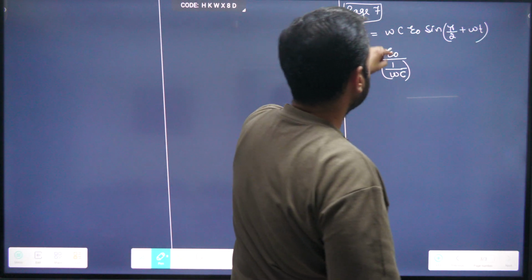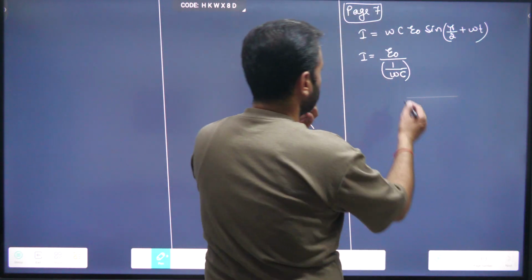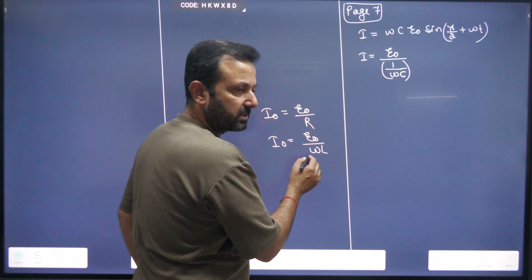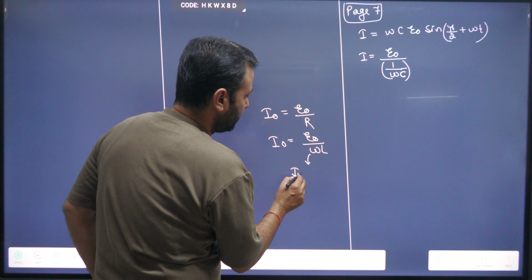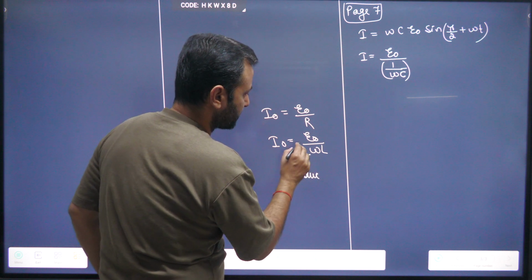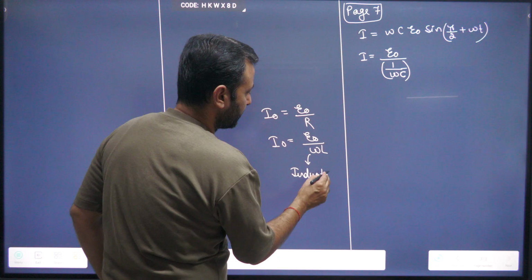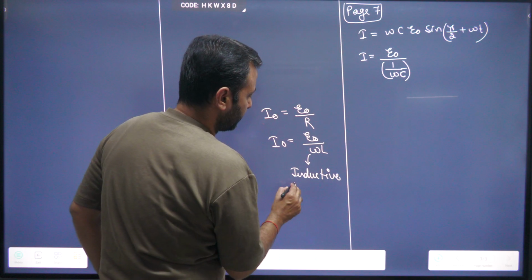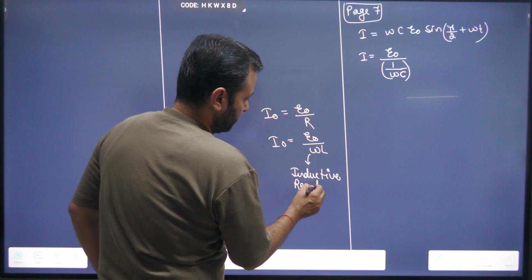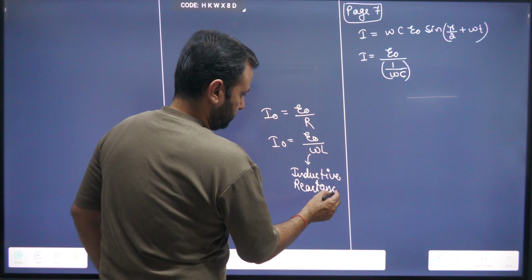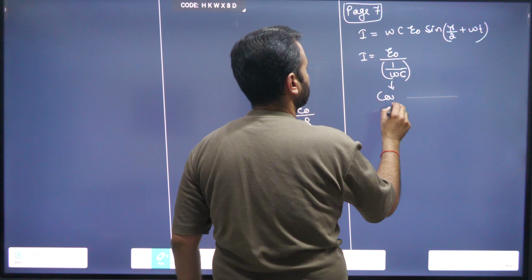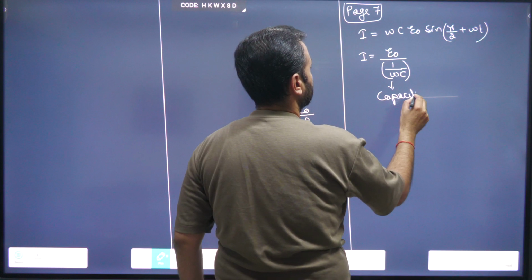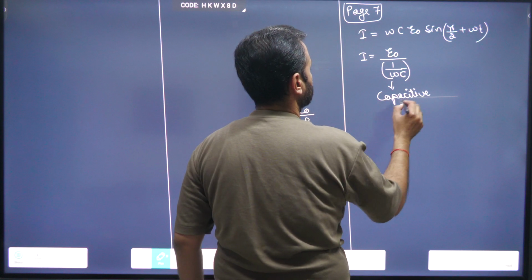In the same way, I have written E naught upon 1 upon omega C. What do we call this one? We call the earlier one inductive reactance, because it was the case of inductance, which I did on the last slide. And what is this 1 upon omega C? This is capacitive reactance.